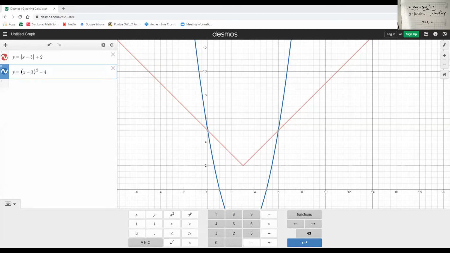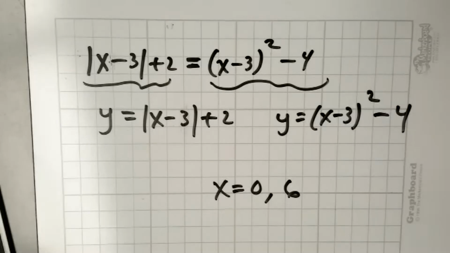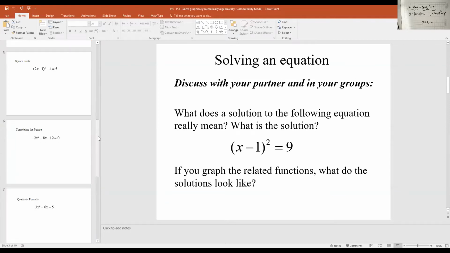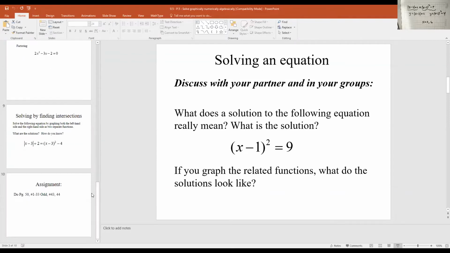So are we good there? Hopefully. And I think we were almost done with everything. Yeah, that was the last one.